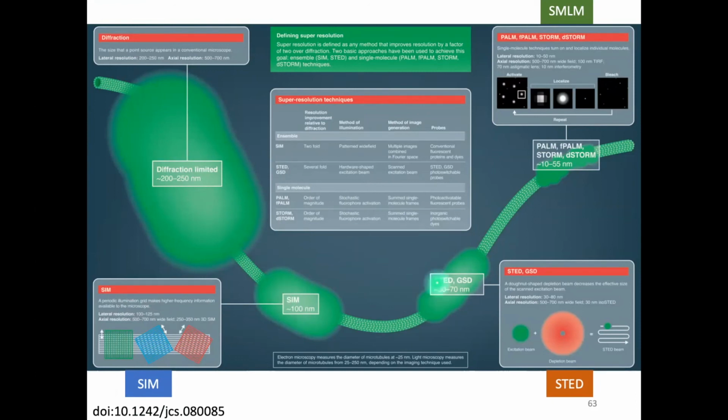Then we talked about stimulated emission depletion microscopy. So we have the excitation beam and the depletion beam together, giving a much smaller spot where the light is coming from, therefore going to a resolution of about 30 to 70 nanometers. And then we have the single molecule localization methods, so PALM, STORM, that actually give you resolutions that are much below the diffraction limit. So even 10 nanometers is now possible. So we're already 20 times below the diffraction limit.